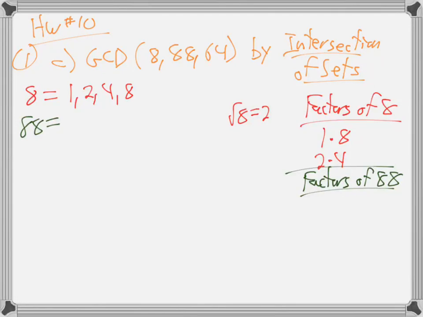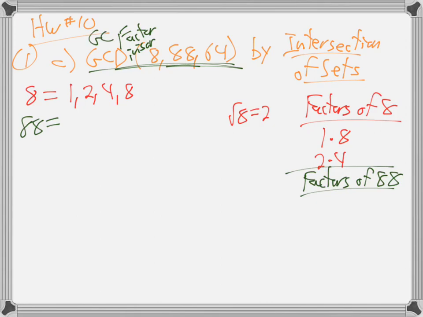So we're doing homework number 10, problem number 1, part C. The GCD, or GCF, same thing. Greatest common divisor or factor, because remember, divisor and factor are synonymous. So those mean the same thing. GCF, GCD, whatever. So find all the factors of 8.